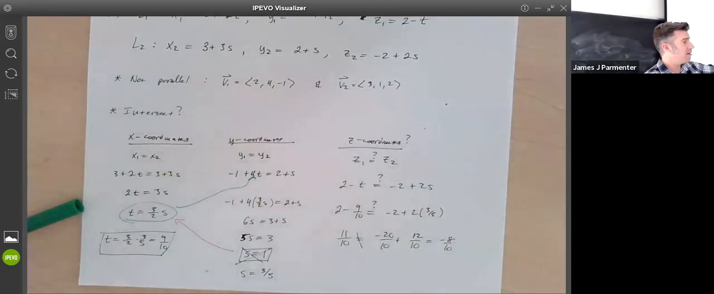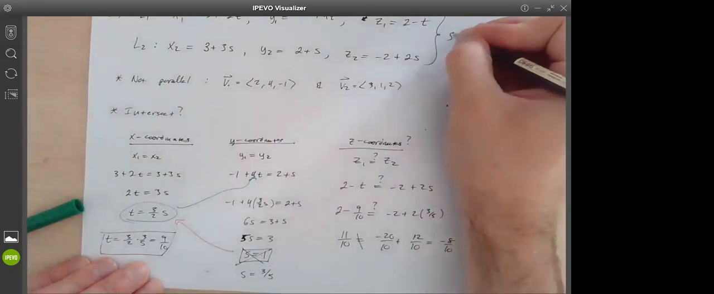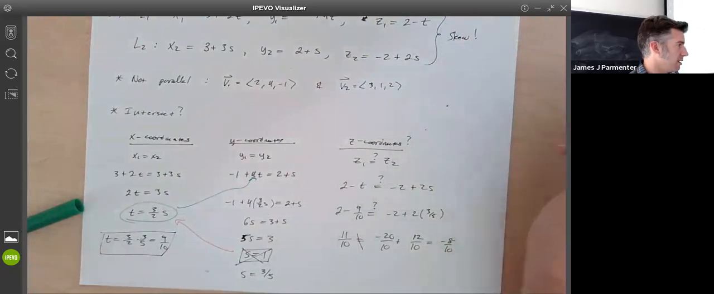So if they're not parallel and they don't intersect, what are we left with? That third thing, where they're skewed. So these lines are skew, which means they are non-parallel, non-intersecting lines.